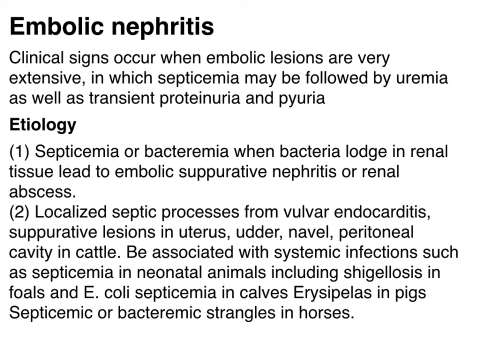So the bacteria may stop or lodge in one of the renal vessels and lead to embolic suppurative nephritis or renal abscesses. Localized septic process from valvular endocarditis, suppurative lesion in uterus, navel, peritoneal cavity in cattle, may be associated with systemic infections such as septicemia in neonatal animals, including shigellosis in foals and E. coli septicemia in calves, erysipelas in pigs, septicemia or bacteremic strangles in horses.